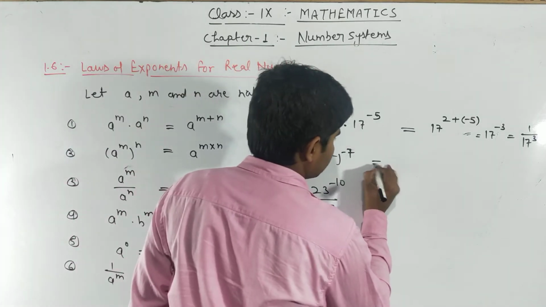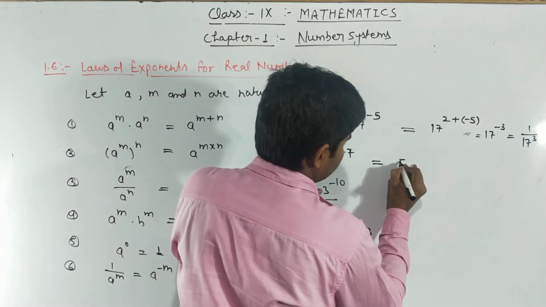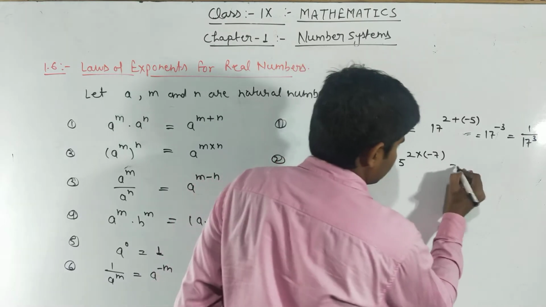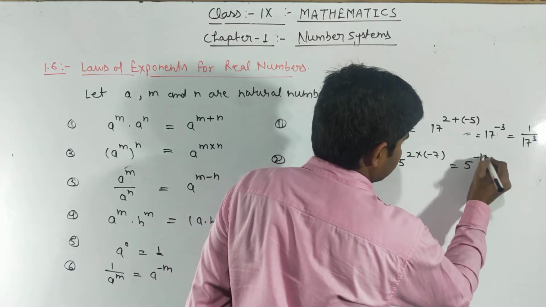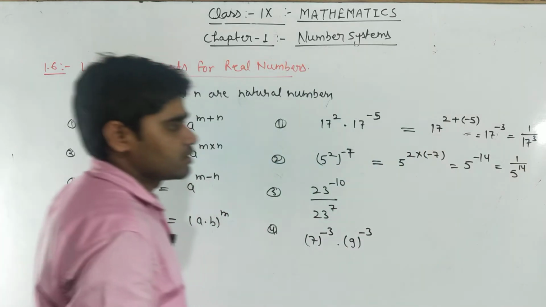Now this one, a raised to the power m raised to the power n. So 5 raised to the power 2 into minus 7. So this one is 5 raised to the power minus 14. You can write 1 upon 5 raised to the power 14.